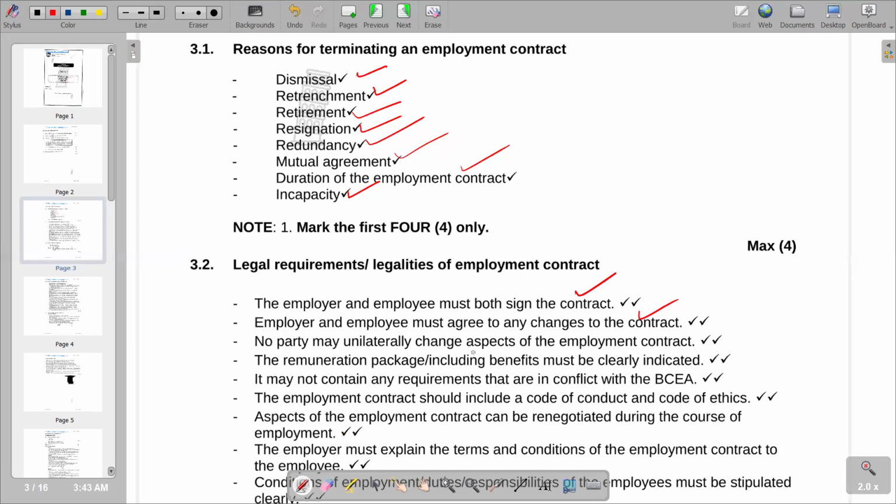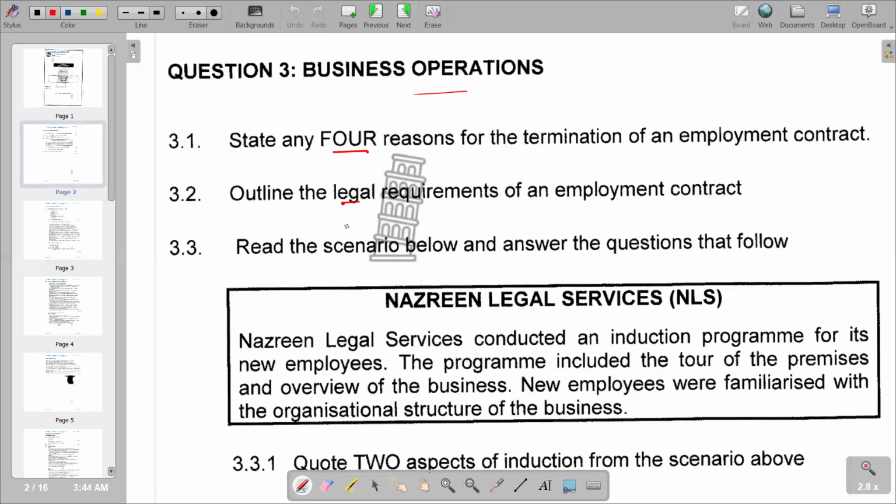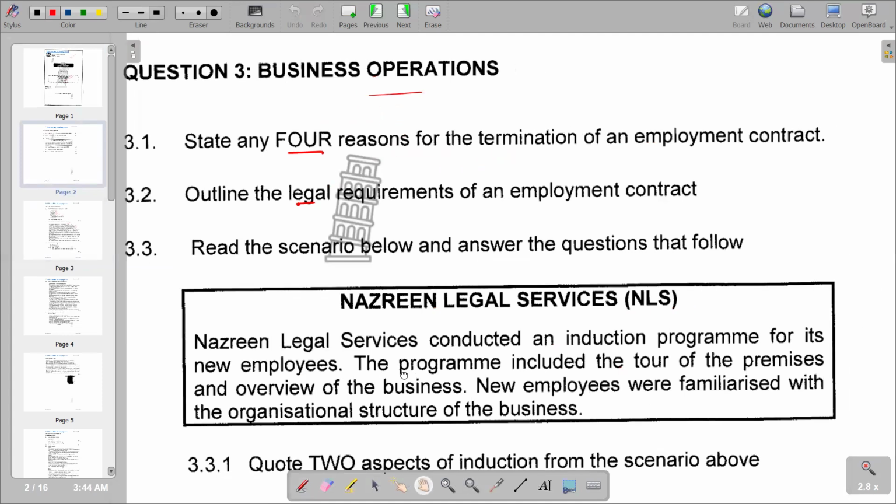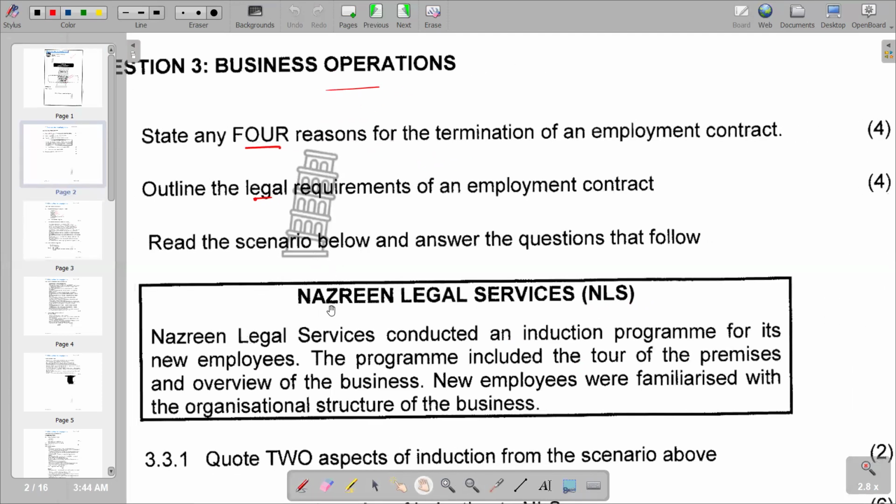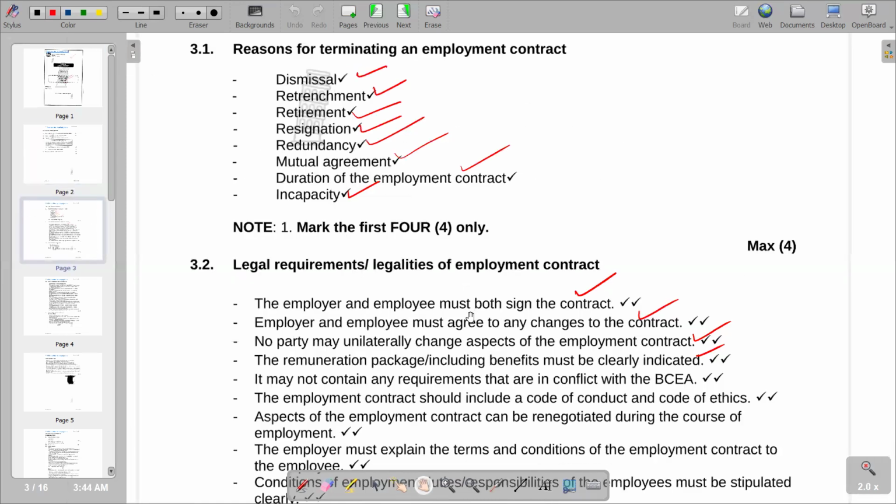Then no party may unilaterally change aspects of the employment contract. So terms of the employment contract cannot be changed at will, at any time, without the consent of both parties. The next one: the remuneration package, including benefits, must clearly be indicated. Going back to our question, if we check the number of marks, it's got 4 marks. So we can raise 4 points in terms of the legal requirements of an employment contract.